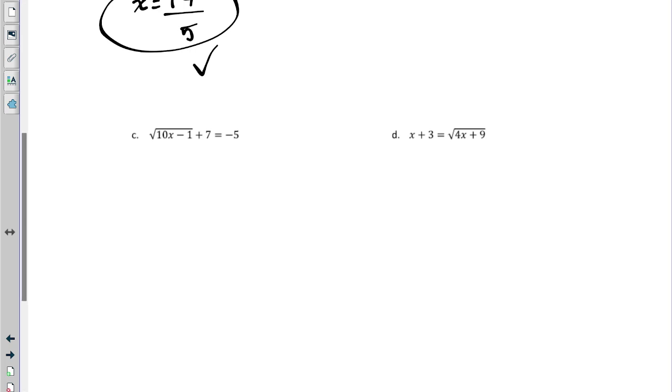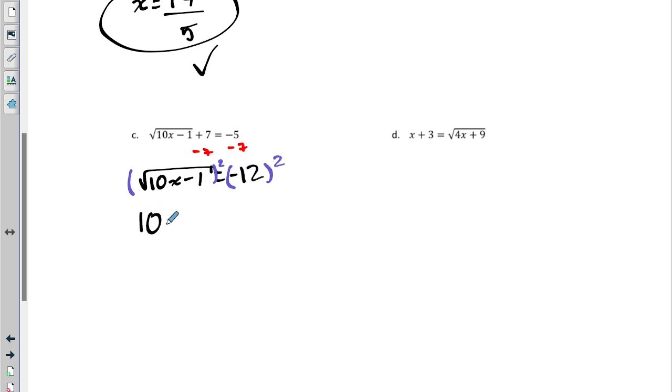When I get to this one, first things first, if I want to cancel this radical, I need to square both sides. But if I square things right now, it's going to get messy. So I want to isolate my radical first, meaning I'm going to subtract 7. Then I'll get the square root of 10x minus 1 equals negative 12. And then I'm going to square both sides.